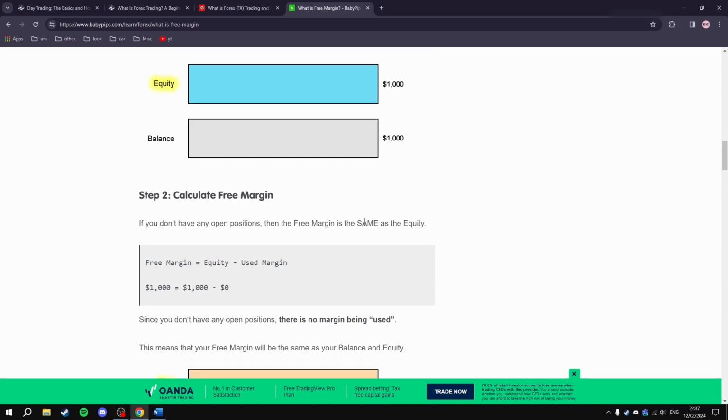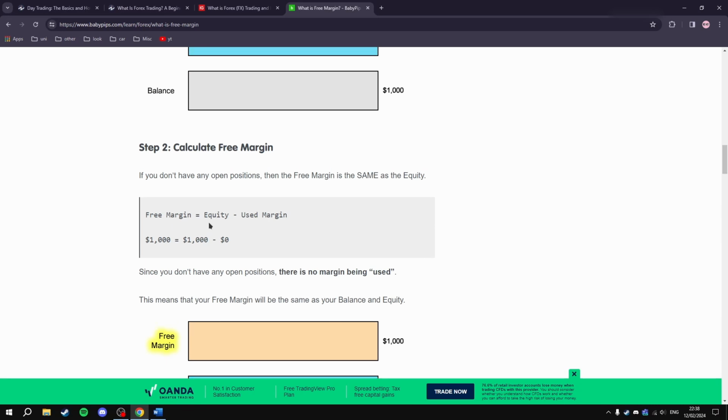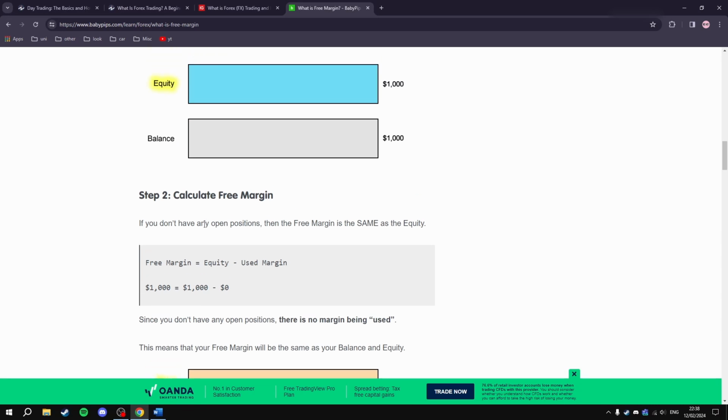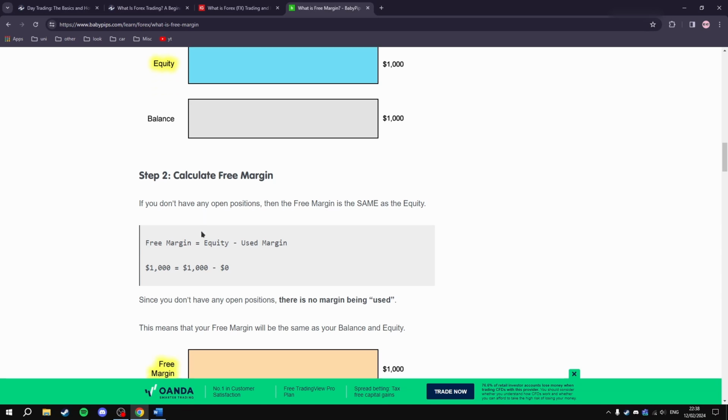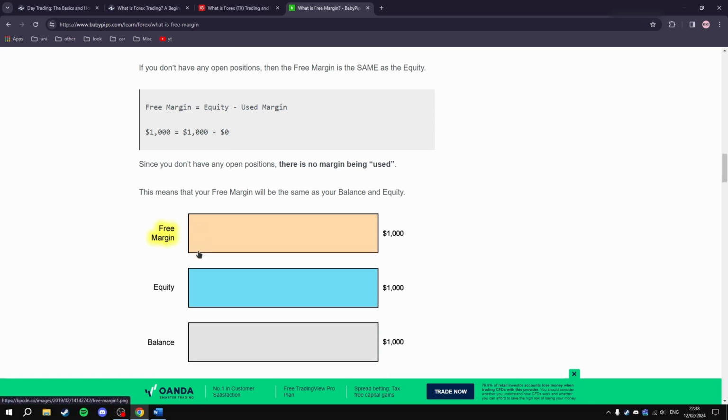Step 2, calculate free margin. If you don't have any open positions, then the free margin is the same as the equity. Free margin equals equity minus used margin, and since you have 0 used margin, then it's the same as your equity. Since you don't have any open positions, there is no margin being used. This means that your free margin will be the same as your balance and equity.